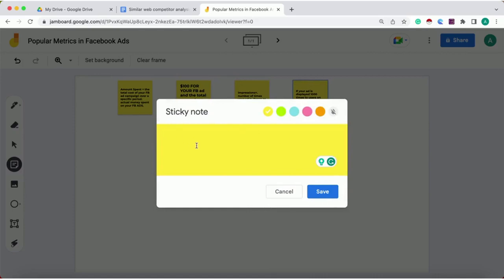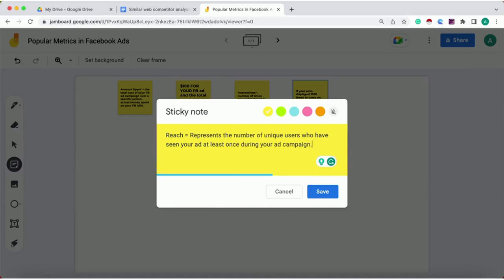Now the next is reach. What do you mean by reach? Reach represents the number of unique users, not the repeated users. It is the number of unique users who have seen your ad at least once during your ad campaign. So unlike impressions, it counts each user only once.